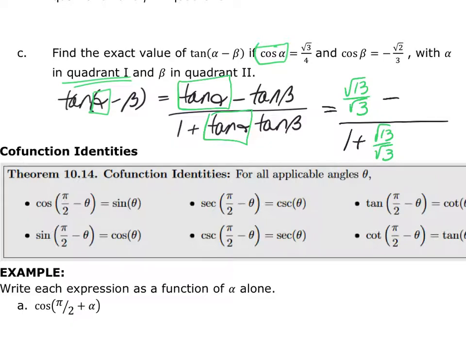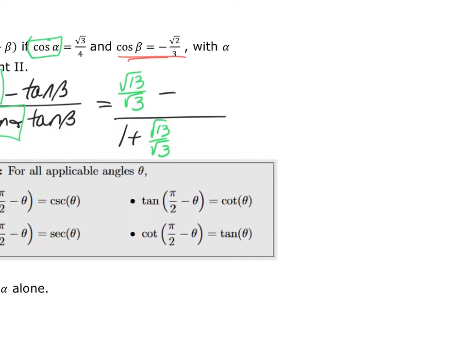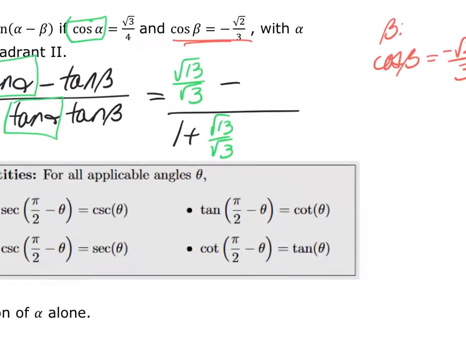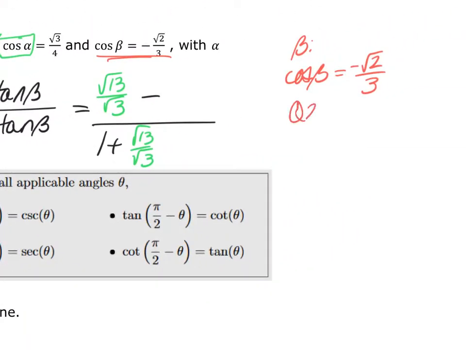Now I'm going to do the same thing with my beta. I'm going to go to the other side. So my beta, I'm given the cosine again. I'm going to go over here and work beta. So now I'm going to do beta. I know the cosine of beta is equal to negative square root of 2 over 3. They also tell me I'm in quadrant 2. Quadrant 2. That tells me that both tangent and cosine are negative. So I'm expecting the tangent of beta to be negative.